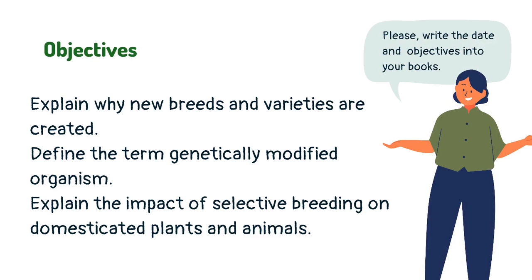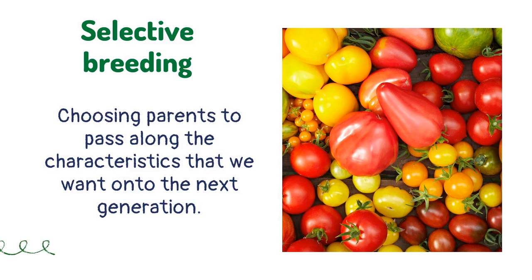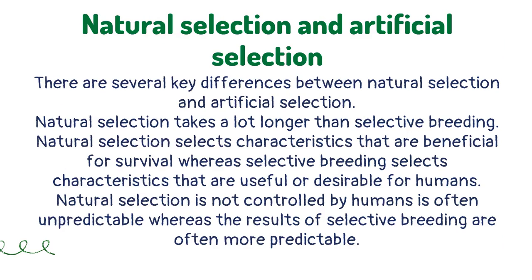Today you will learn about selective breeding. Breeds and varieties. Selective breeding is the process of choosing parents to pass along the characteristics that we want onto the next generation. There are several key differences between natural selection and artificial selection.